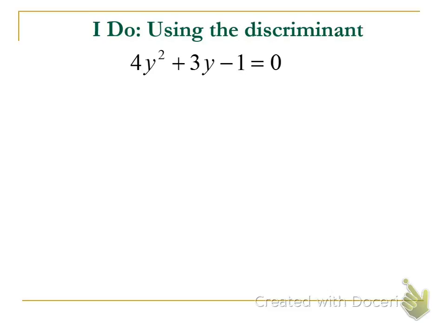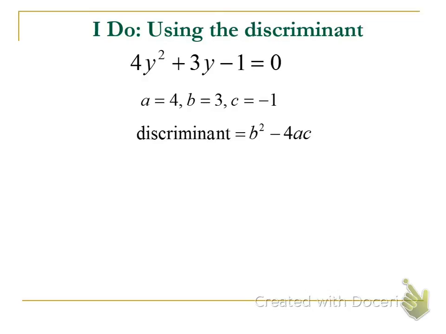equation, this quadratic equation of 4y squared plus 3y minus 1 equals 0, and I want to determine how many solutions there are using the discriminant, I first want to remember that A equals 4, B equals 3, and C equals negative 1. So now I'm going to find the discriminant. When I find the discriminant, I do b squared minus 4ac.